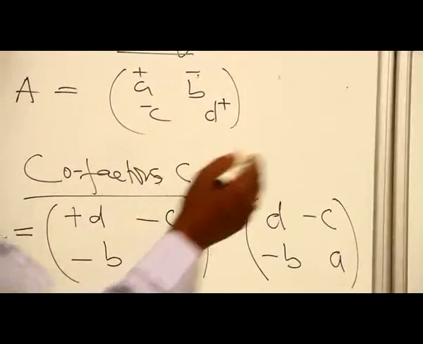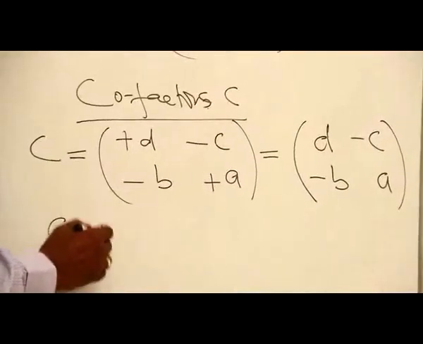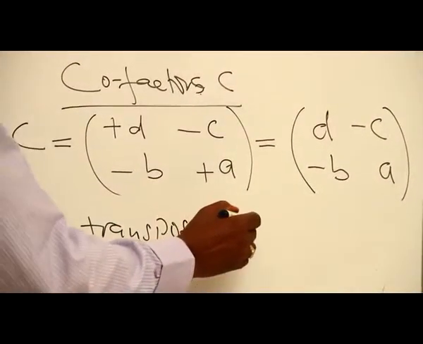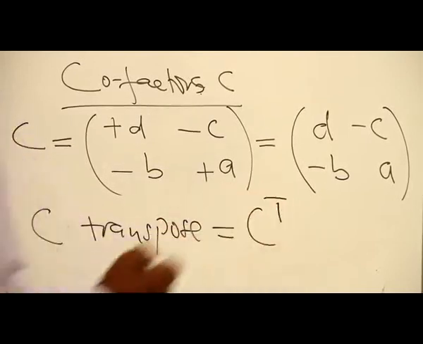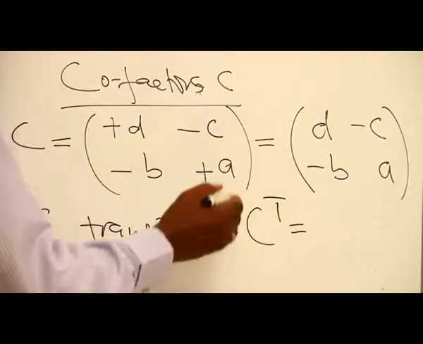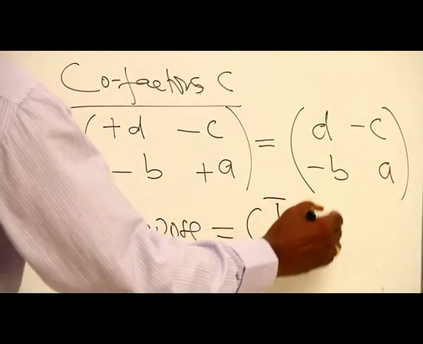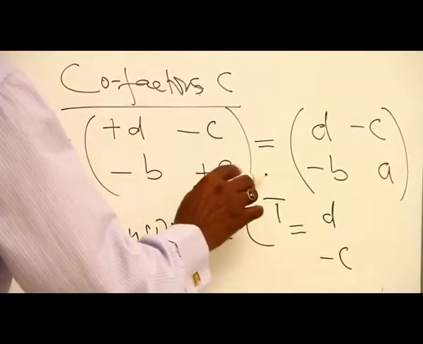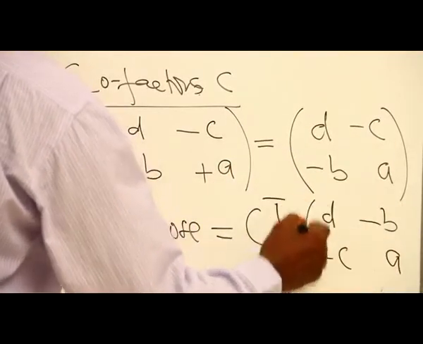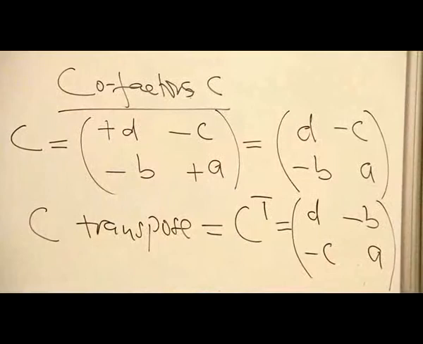Remember, we are talking about the transpose of a matrix. So C transpose is written C T. And the transpose of this matrix is writing the first row to become the first column. So that is D, minus C. The second row becomes the second column: minus B, and that is A. And this is the transpose of the 2 by 2 matrix.